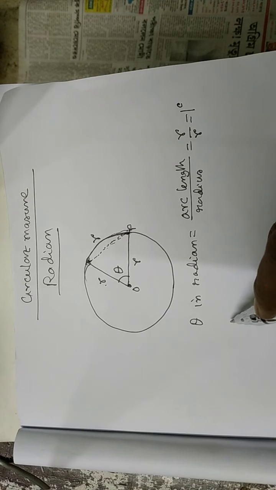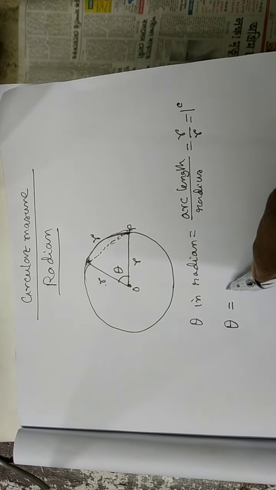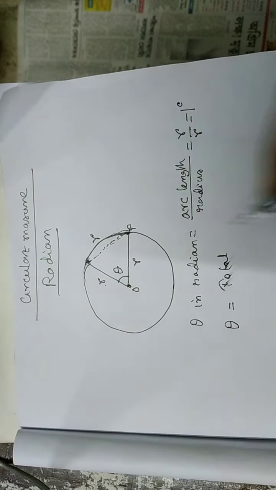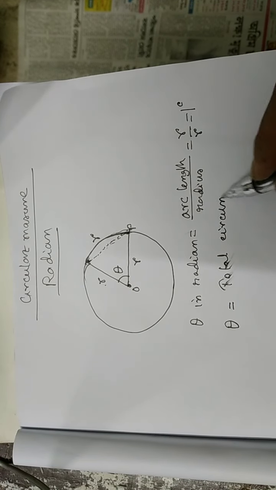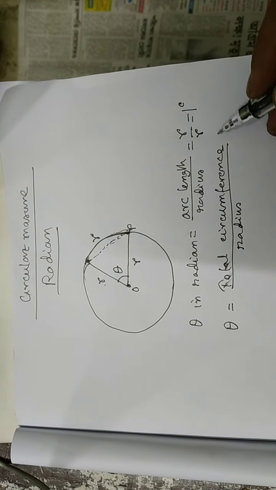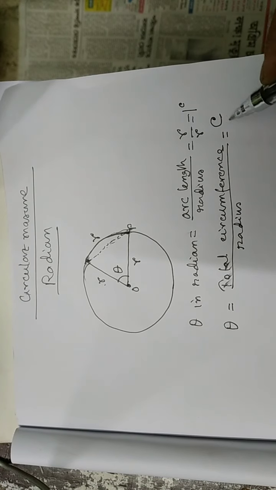So theta equal to arc length, total arc length, total circumference, divided by radius. Now total circumference is, say, capital C. So capital C by r equal to theta.